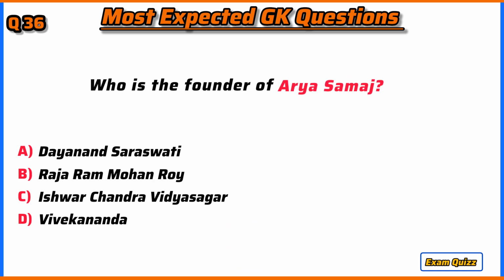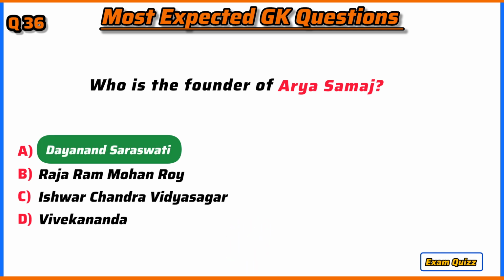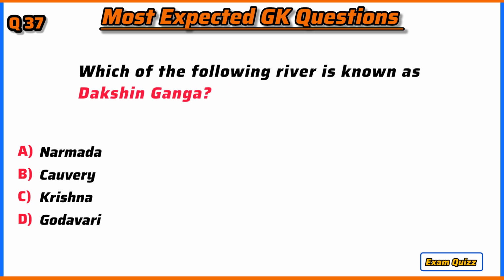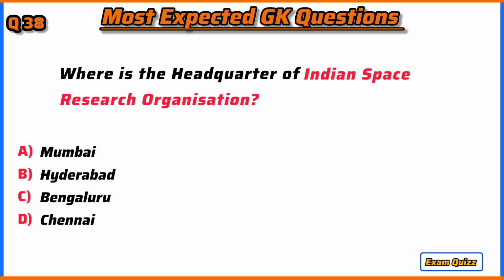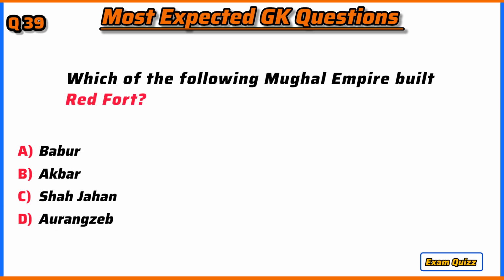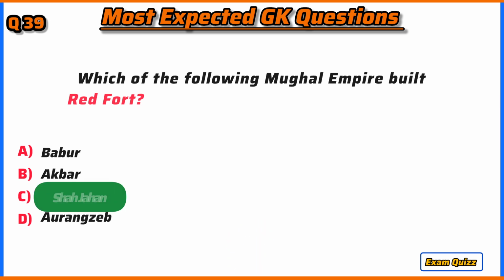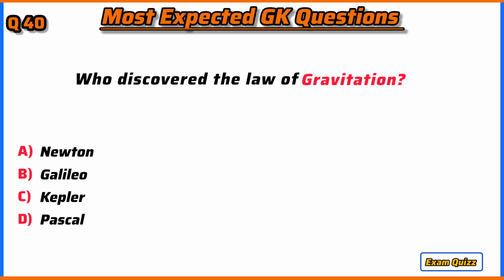Who is the founder of Arya Samaj? Which of the following river is known as Dakshin Ganga? Where is the headquarters of Indian Space Research Organization? Which of the following Mughal Emperor built Red Fort? Who discovered the law of gravitation?